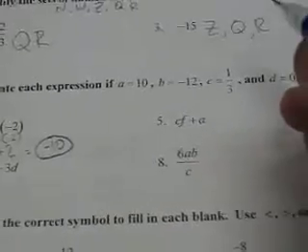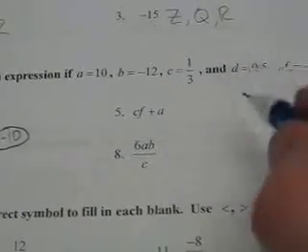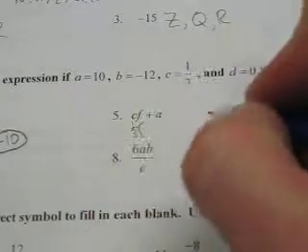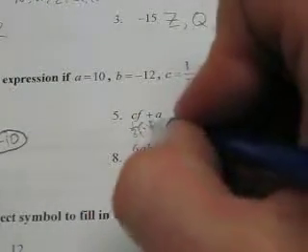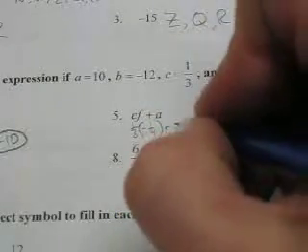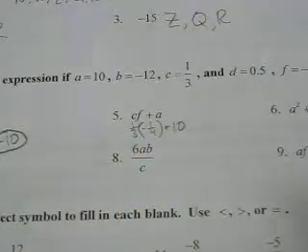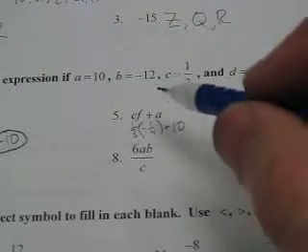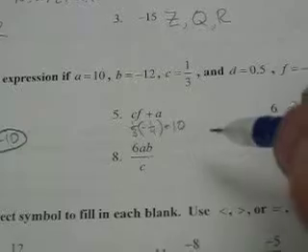On number 5, we have C times F plus A. C is 1/3 times F. F is negative 1/4 plus A. A is 10. So once we've substituted those values in, now we need to simplify using the order of operations.